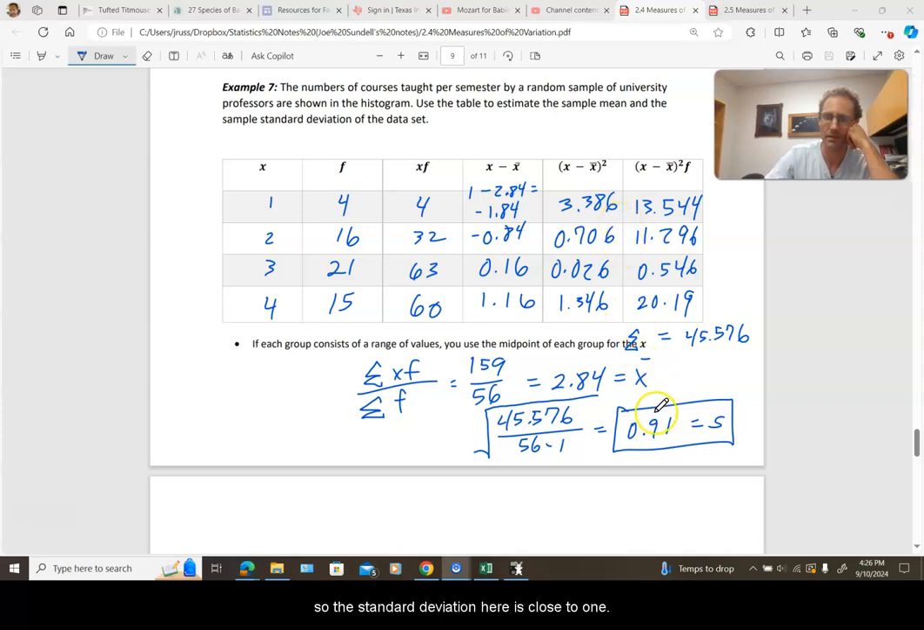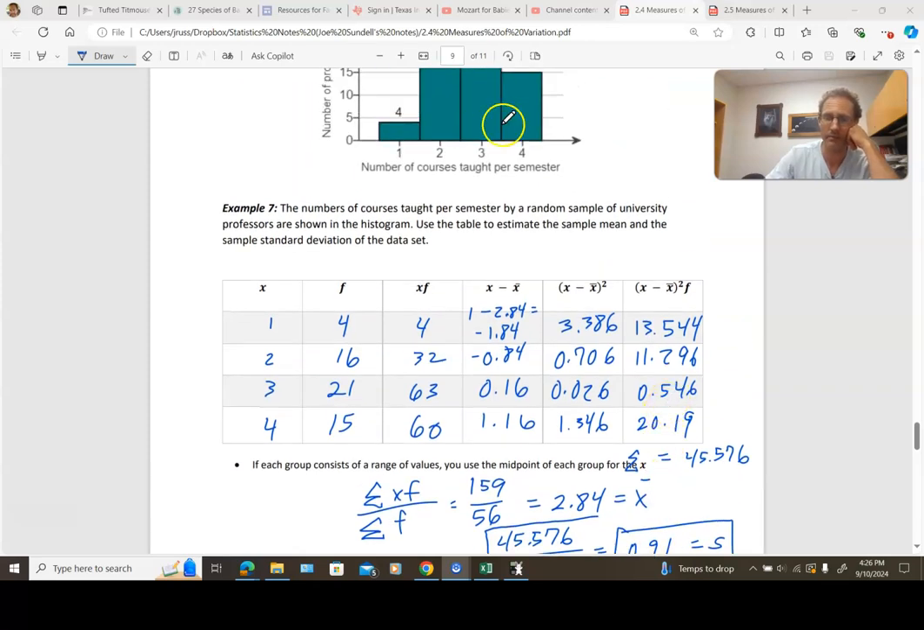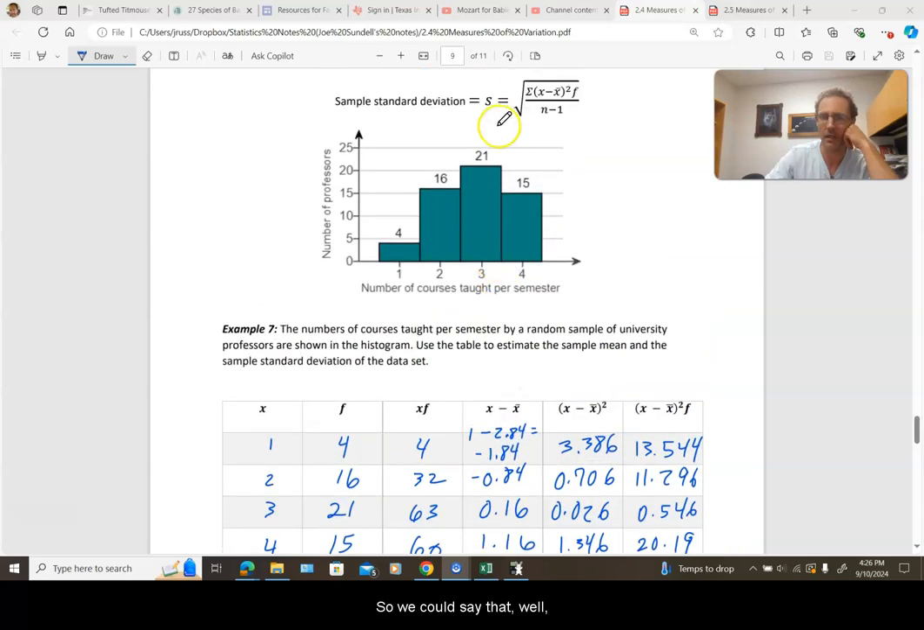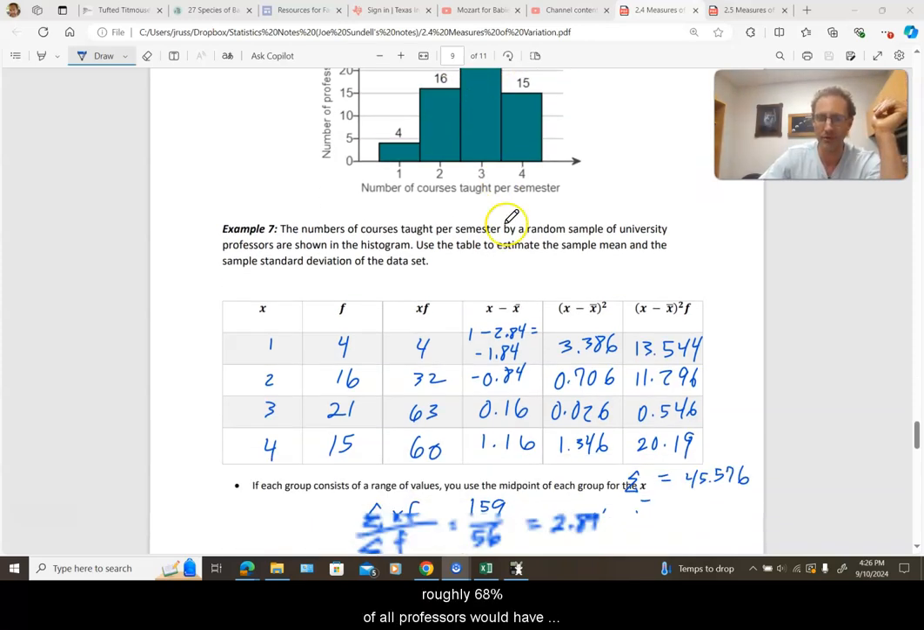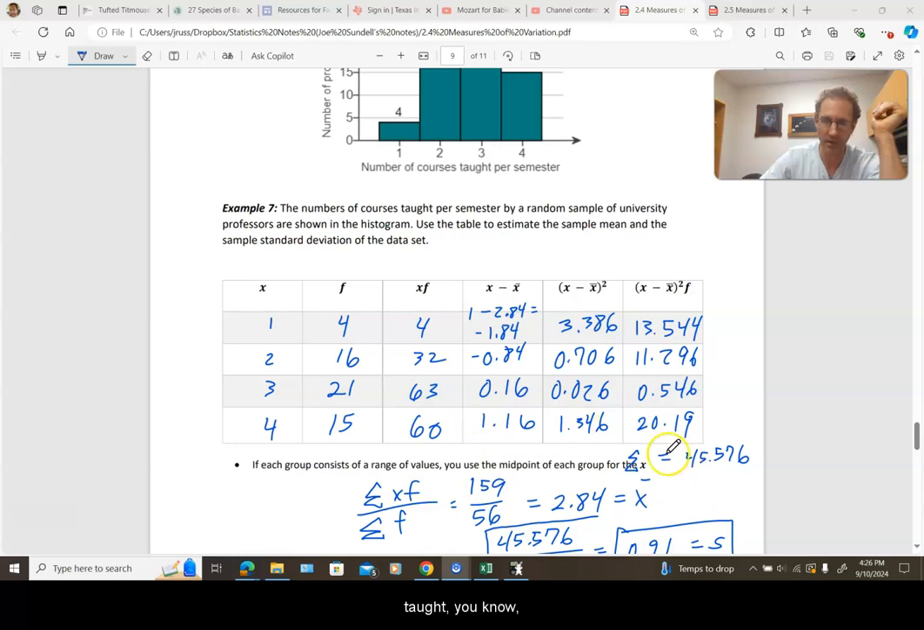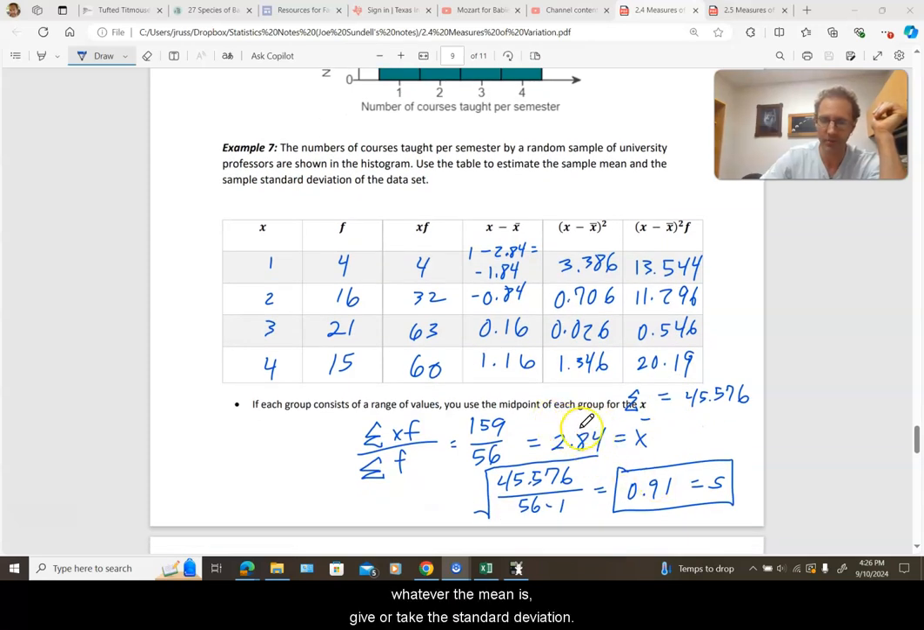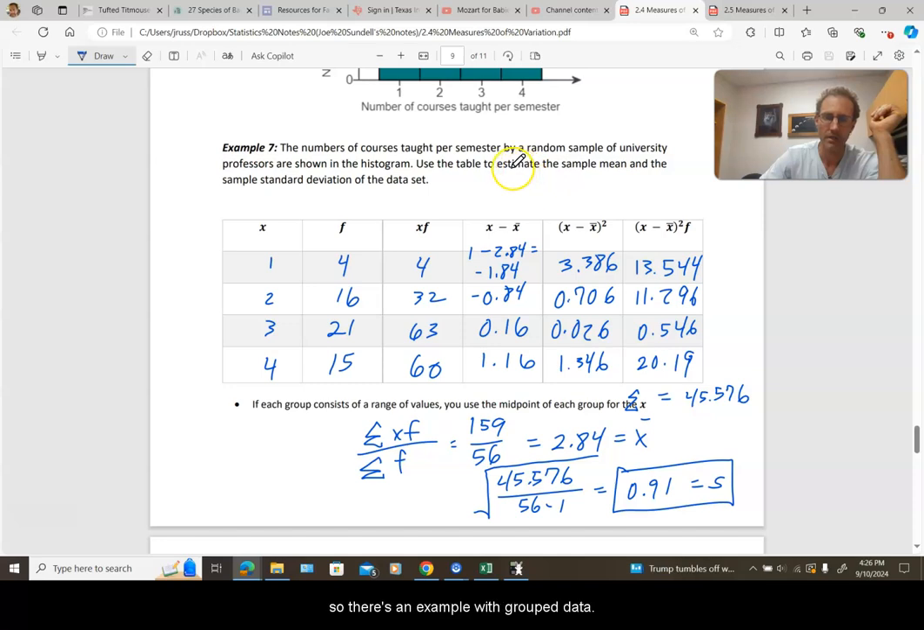All right, so the standard deviation here is close to 1. So we could say that, well, this is not perfectly symmetrical or bell-shaped, but if it were, we could say that roughly 68% of all professors would have taught whatever the mean is, give or take the standard deviation. But anyway, all right, so there's an example with grouped data.